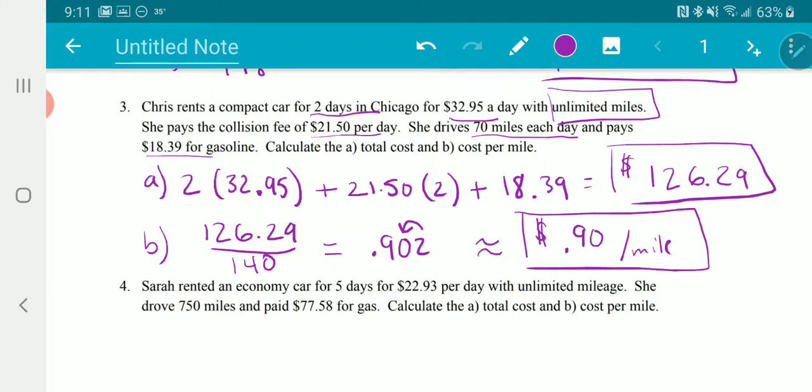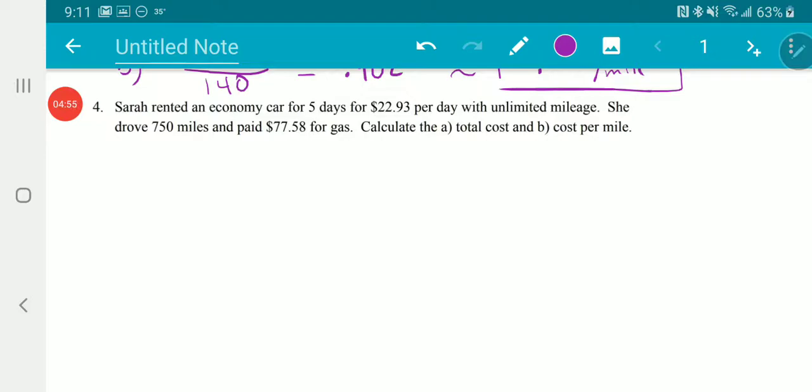And we got one more to go. Sarah rented an economy car for 5 days at $22.93 per day with unlimited mileage. She drove 750 miles and paid $78.58 for gas. Calculate the total cost and the cost per mile.